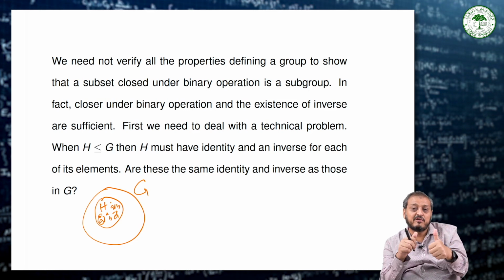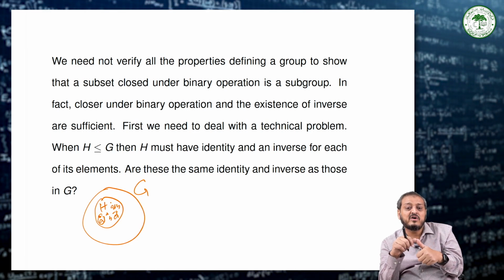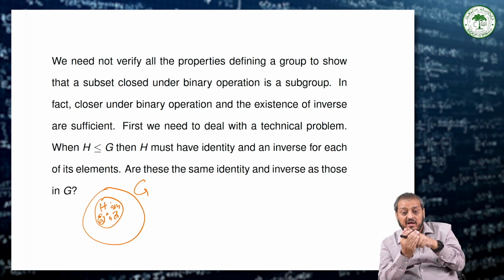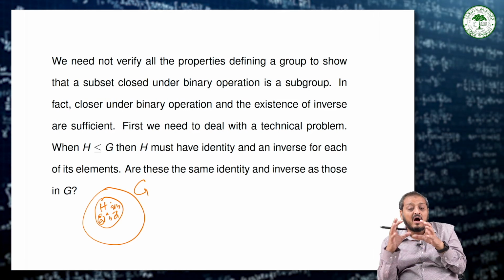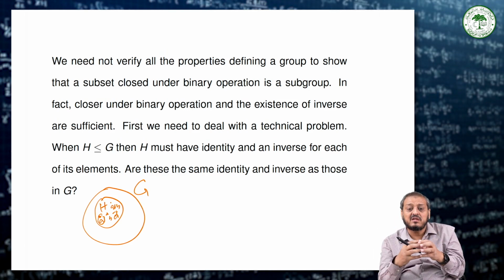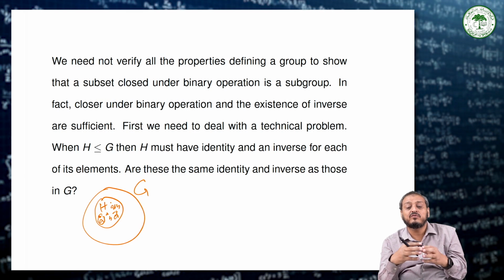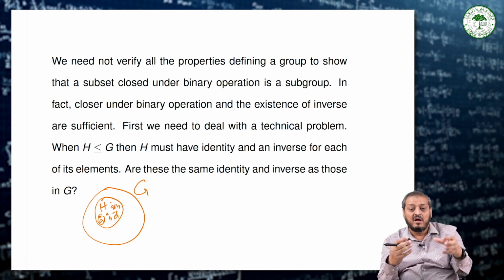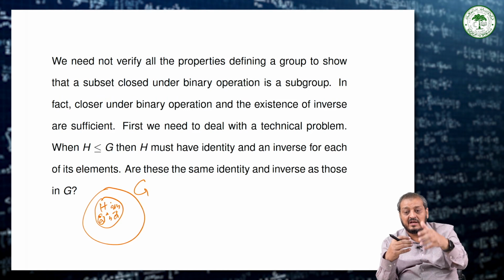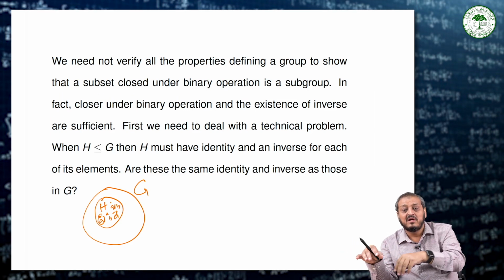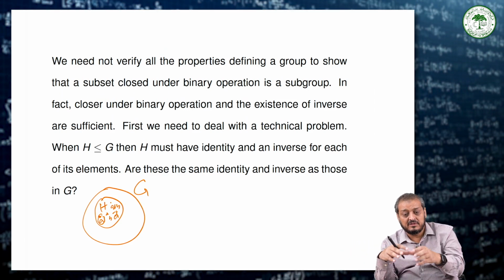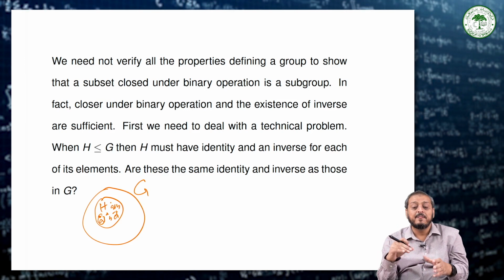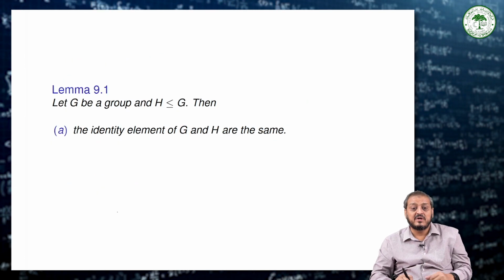If a is an element of H and also of G, the inverse of this element is unique. So are these the same identity and inverse as those in G? Whatever identity and inverse H has for each of its elements, we have to prove that they belong to the same set.